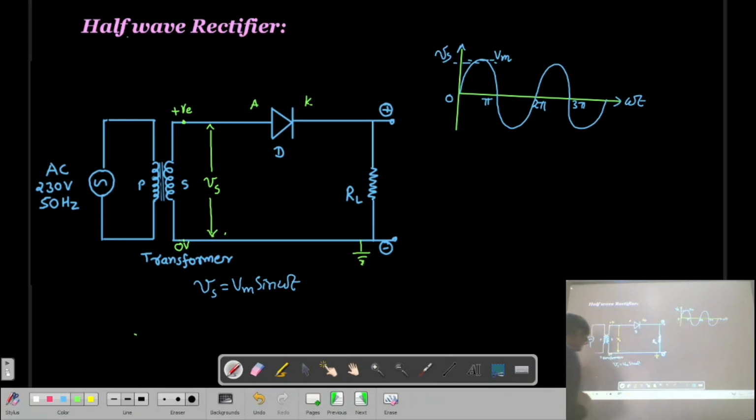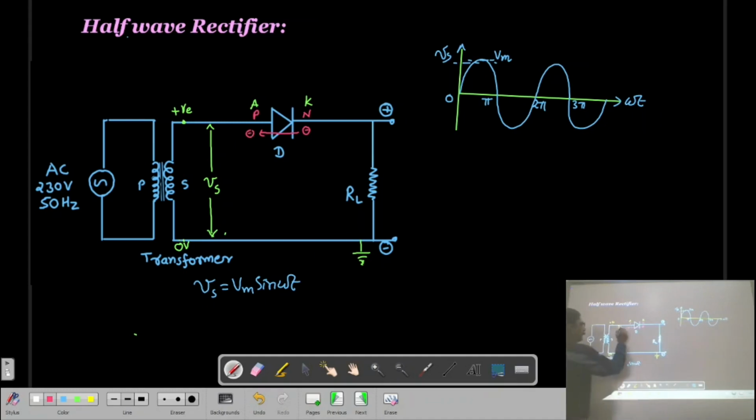So basically, the anode is a p-type material and this is the n-type. Whenever forward bias is there, the free electrons in the n-type material will cross the junction and come to the p-type material.